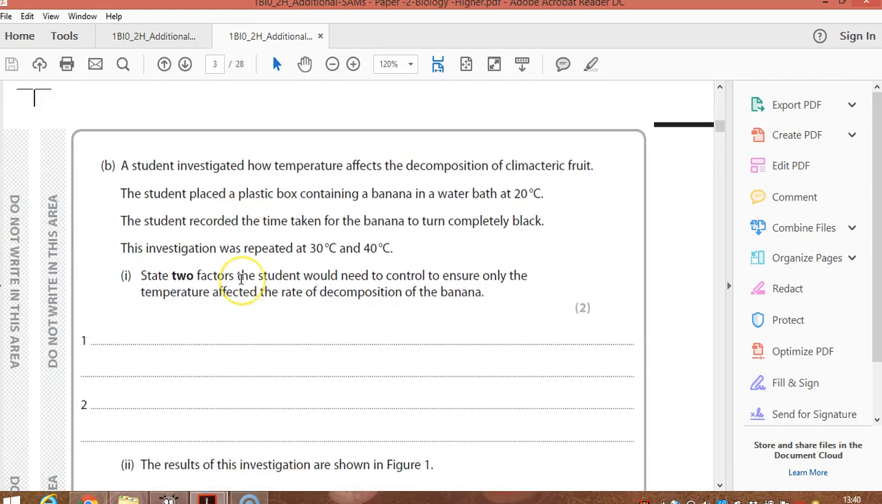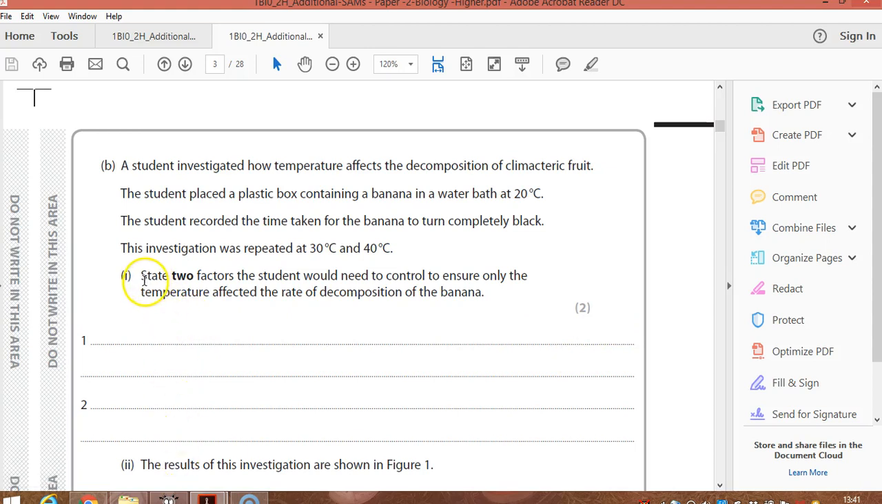Right, question B. A student investigated how temperature affects the decomposition of climacteric fruits. A student placed a plastic box containing a banana in a water bath at 20 degrees Celsius. The student recorded the time taken for the banana to turn completely black. The investigation was repeated at 30 degrees Celsius and 40 degrees Celsius. State two factors the student would need to control to ensure that only the temperature affected the rate of decomposition of the banana. 2 marks, 1 mark each.